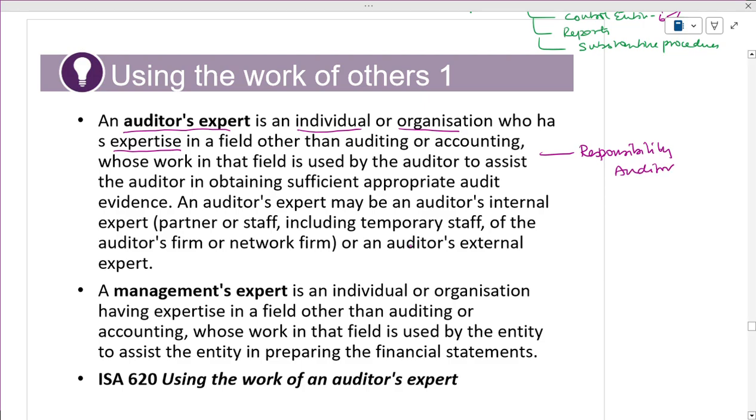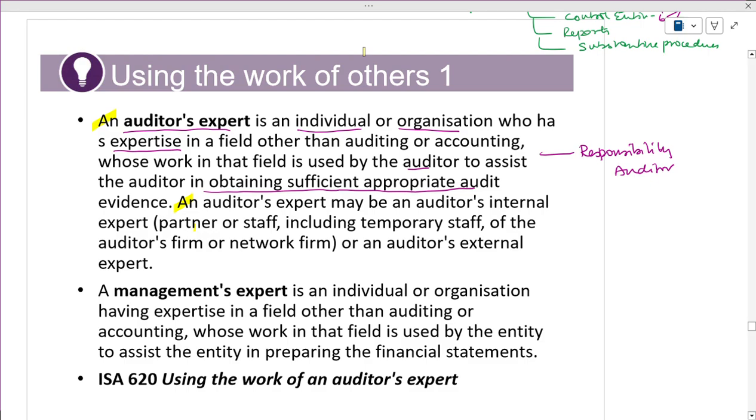An auditor's expert is an individual or organization with expertise in a field other than auditing or accounting, whose work in that field is used by the auditor to assist in obtaining sufficient and appropriate evidence. Divide the sentence into two parts. An audit expert may be an auditor's internal expert, a partner or staff, including temporary staff of the audit firm or network. He may be anyone, that doesn't make much impact. Or an auditor's external expert.